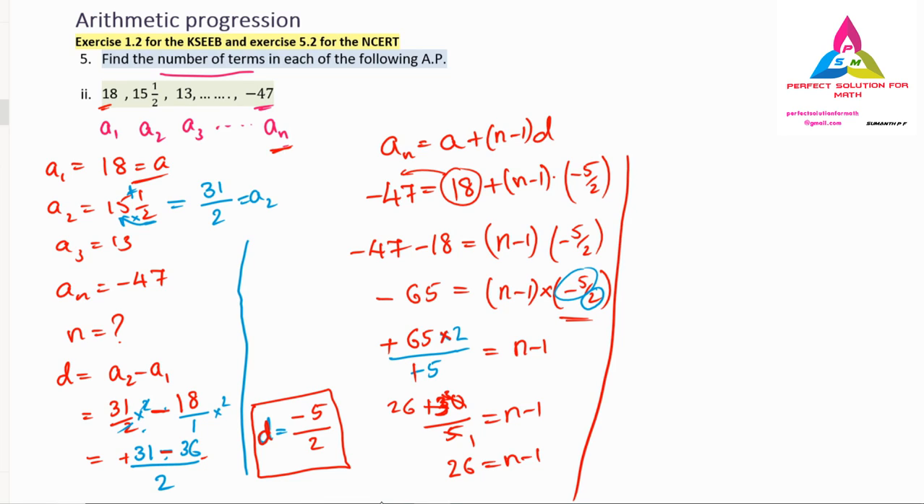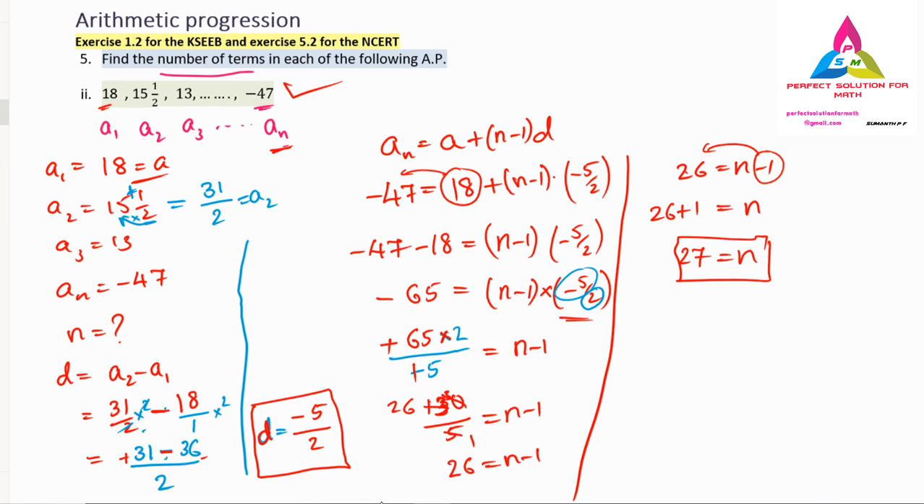So we will continue further. 26 is equal to n minus 1. We have that n is unknown, so we will keep it here only, but this minus 1 we will shift. So it will become plus 1. So 26 plus 1 is 27. That is our n value. And this is how many terms we found in this AP.